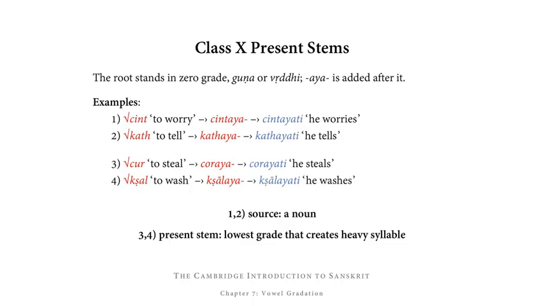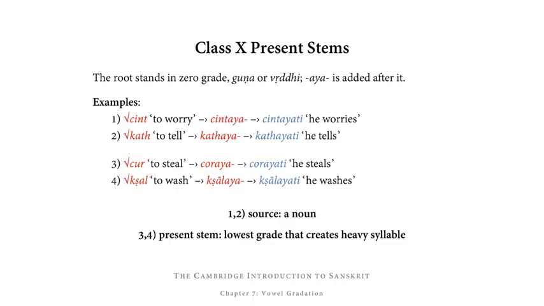Now, what you need to know is that in a class 10 present stem, you don't know what grade the root is going to stand in. You need to be able to recognize it no matter which grade it stands in. However, if you want to form your own Sanskrit words and you want to know the system behind this, basically, some class 10 verbs have as their source not really a verbal root, but actually a noun. So this supposed verbal root chint is actually based on a noun chinta, meaning worry, and the supposed root kat is actually based on a noun katha, meaning a story.